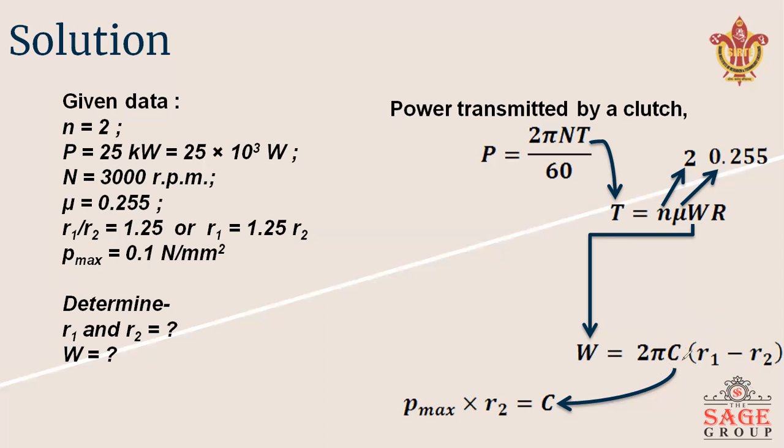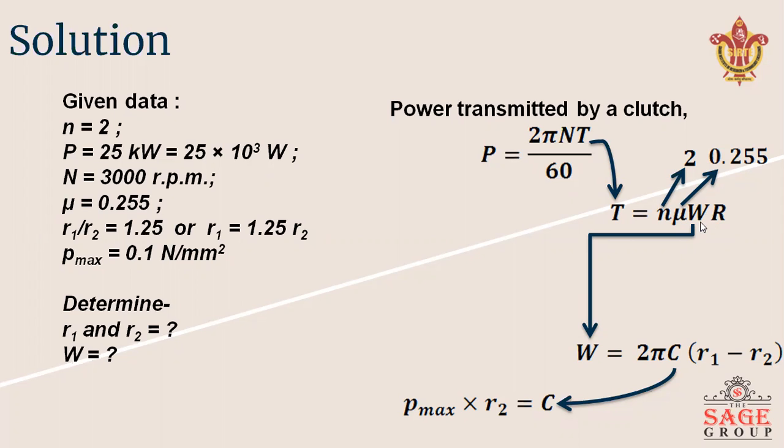And also the value of C equals 0.1 of R2. So R2 into R2 equals R2 square, and W equals something of R2 square. That means we have the value of W in terms of R2. So we substitute this value in the equation for the torque transmitted by the clutch, which again gives something of R2 square.